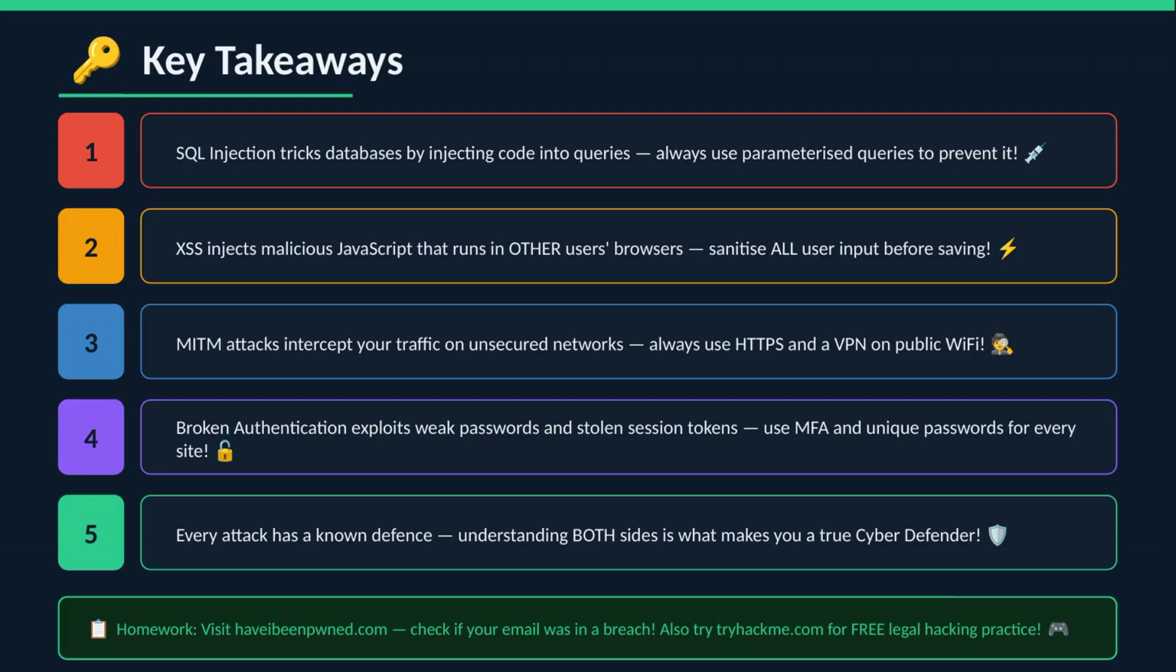Incredible work today, everyone. Let us lock in our 5 big takeaways from session 3. Number 1. SQL injection exploits unsanitized input to manipulate database queries. Always use parameterized queries to prevent it. Number 2. Cross-site scripting injects malicious JavaScript into websites that runs in other users' browsers. Always sanitize all user input before saving it to your database. Number 3. Man-in-the-middle attacks intercept your traffic on unsecured networks. Stop them with HTTPS, TLS encryption, and a VPN on public Wi-Fi.